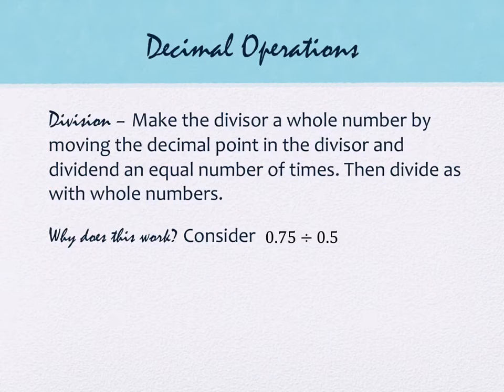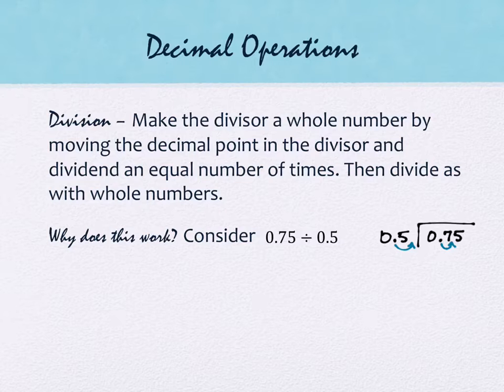So let me show you that in play. We have 0.75 divided by 0.5. I'm going to do what they said, right? So I have 0.75, and it's being divided by 0.5, like so. And what they said in the description is that I need to make the number on the outside of the division symbol a whole number, and I do that by moving 1 decimal place over. And so I do one here as well.